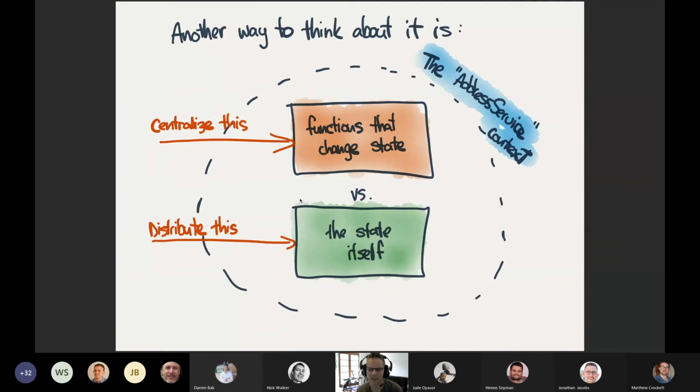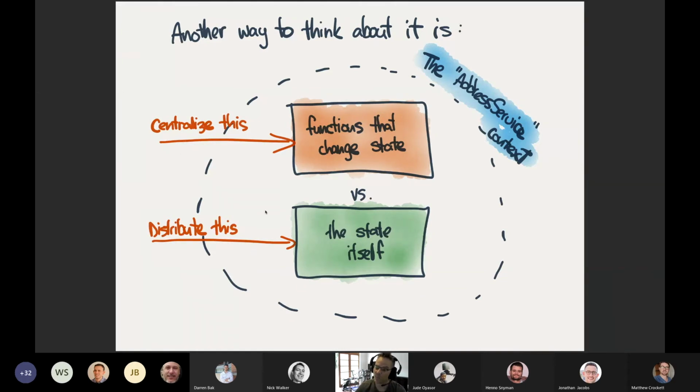I agree with that. I think that's right. However, the state that it holds doesn't necessarily have to be centralized. Distribute that. So distribute the state itself. That kind of makes sense. So I separate these two things and I go, yeah, centralize the functions that change state, but distribute the state itself. That's pretty interesting.